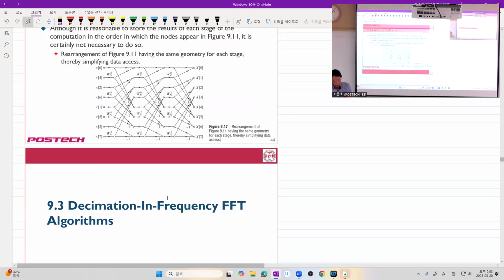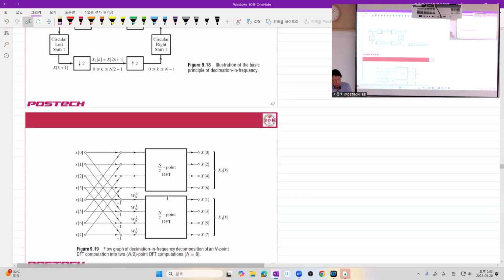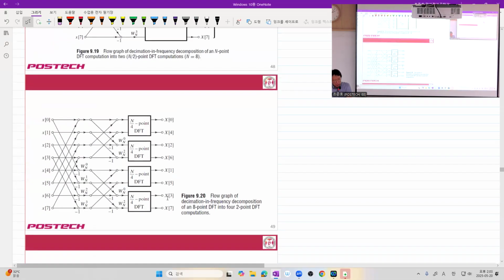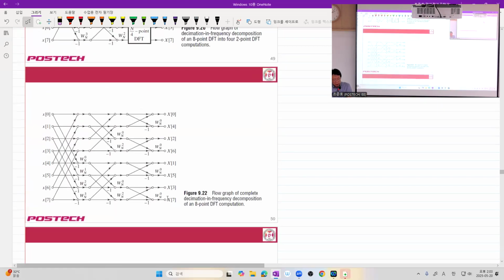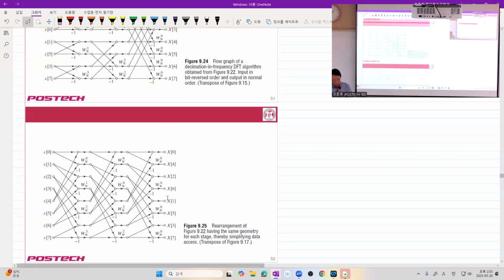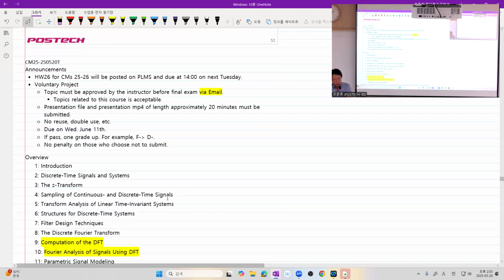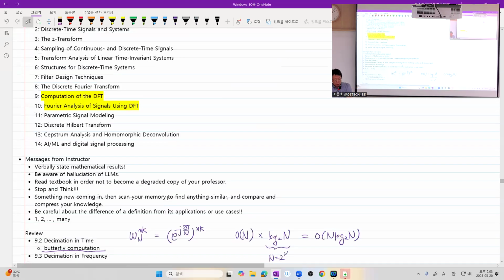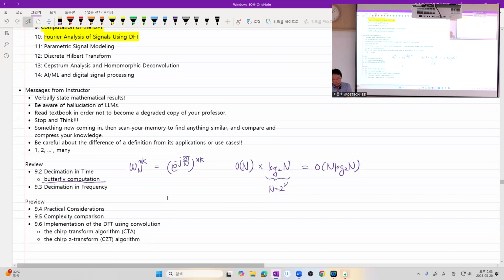So we could basically had the idea of reducing the complexity from big O of n squared to big O of n log n to build the decimation in time FFT algorithm. And it could be directly applied to decimation in frequency FFT algorithm. So I briefly talked about how to do that.